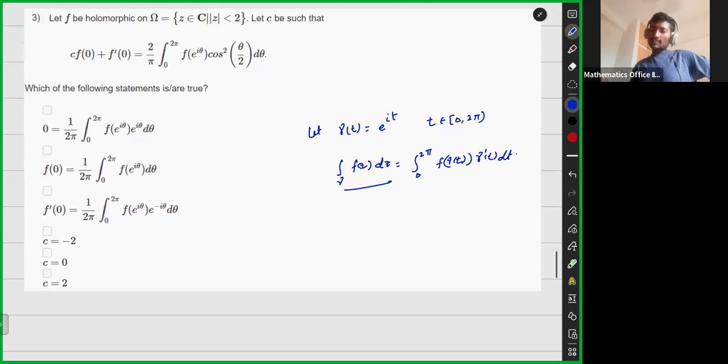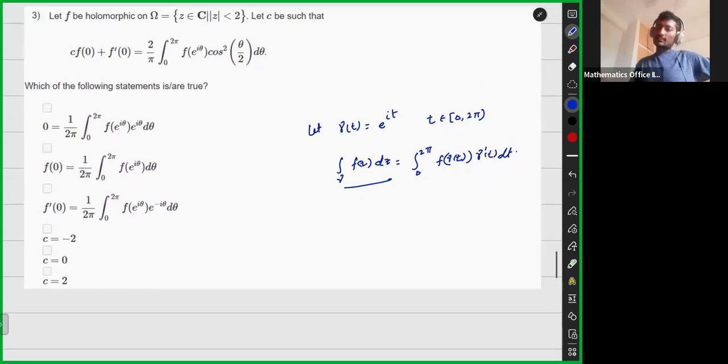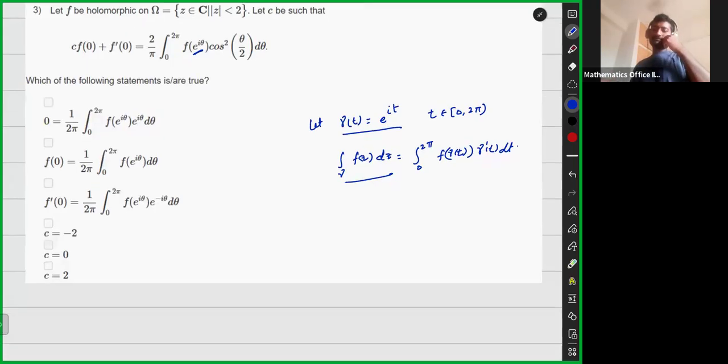Okay. So what is inside f(z)? This is gamma t. So gamma t is fine. We have defined our gamma t as e power i t. Now we can put it here. So in e power i theta, you have to replace cos square theta in terms of e power i theta. How can we do this?